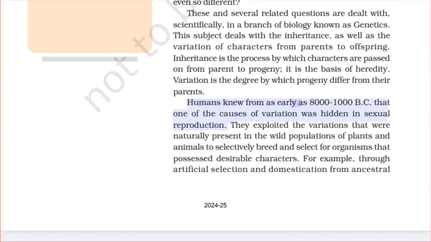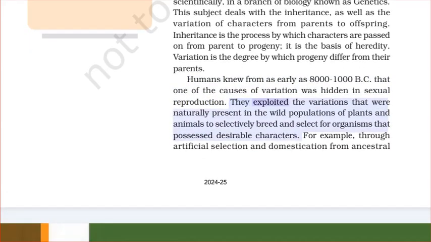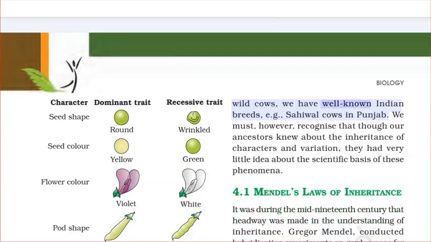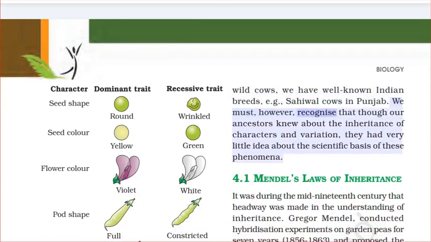Humans knew from as early as 8,000 to 1,000 BC that one of the causes of variation was hidden in sexual reproduction. They exploited the variations that were naturally present in the wild populations of plants and animals to selectively breed and select for organisms that possess desirable characters. For example, through artificial selection and domestication from ancestral wild cows, we have well-known Indian breeds, for example, Sahiwal cows in Punjab. We must, however, recognize that though our ancestors knew about the inheritance of characters and variation, they had very little idea about the scientific basis of these phenomena.